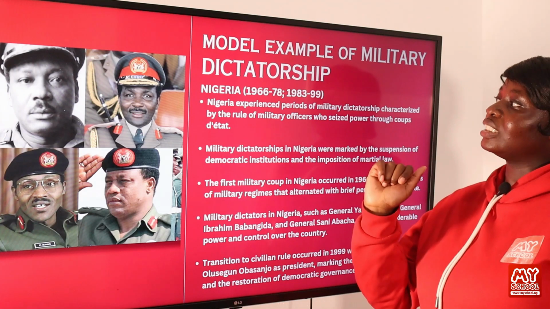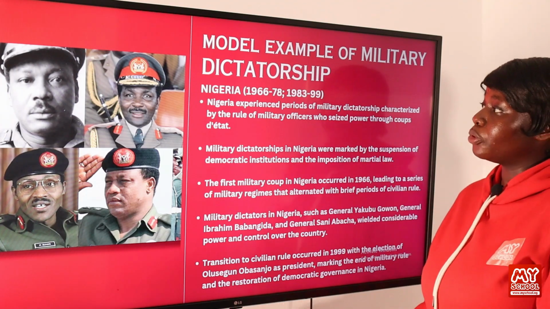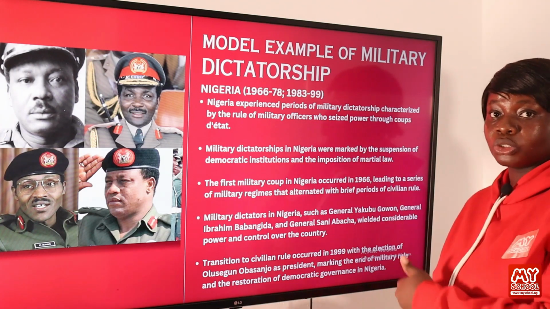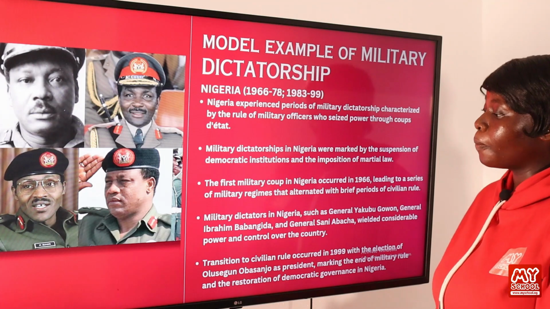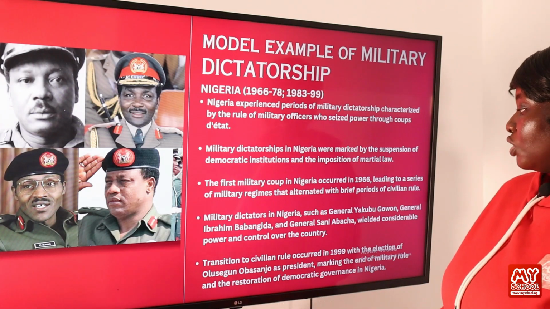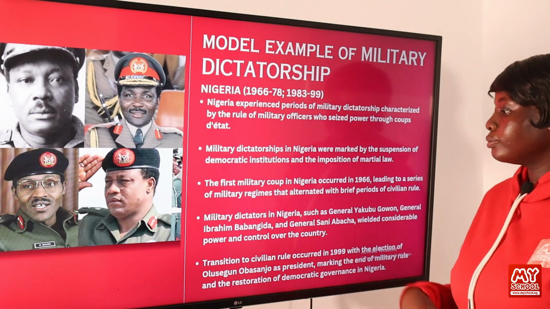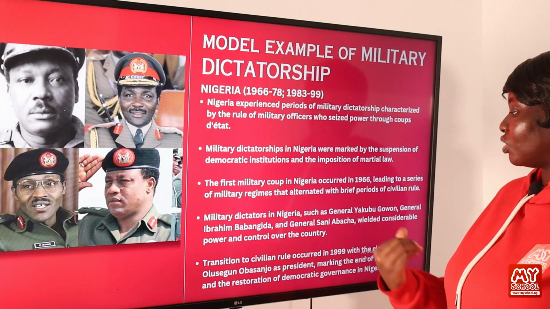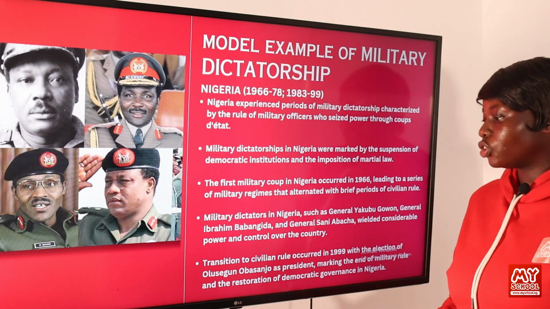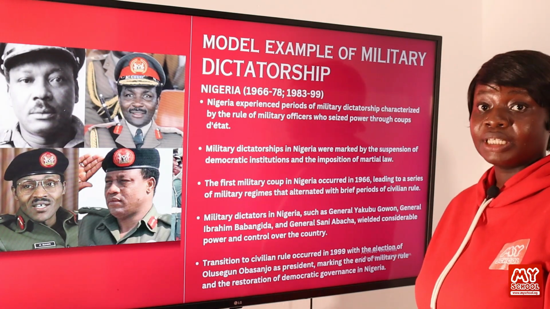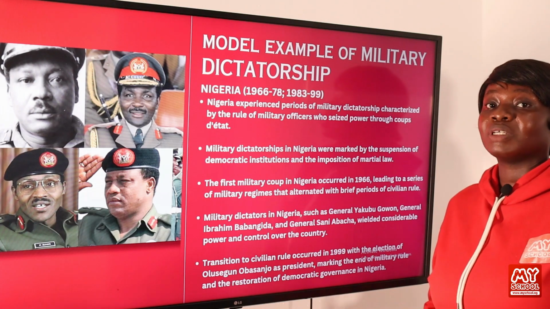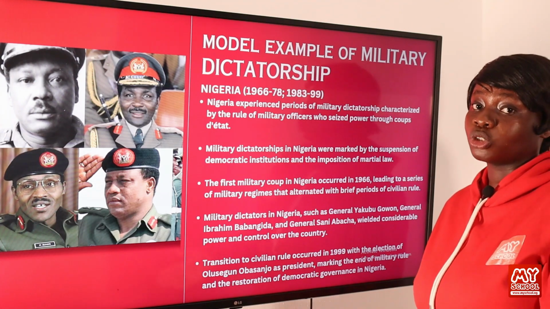So the period between 1978 and 83 was the period where there was civilian rule until someone came again to take power over. Military dictators in Nigeria such as General Yakubu Gowon, General Ibrahim Babangida and General Sani Abacha wielded considerable power and control over the country. Again, they've taken power from the civilian government, and so they had the power to make and enforce laws in the society.